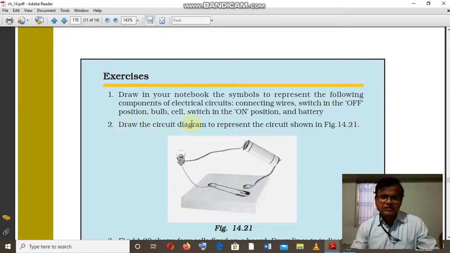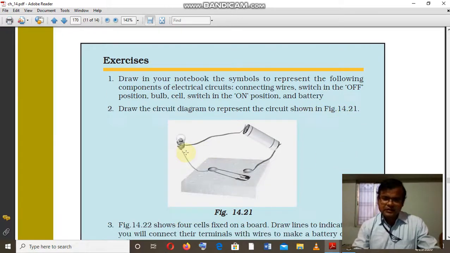Question number 2. Draw the circuit diagram to represent the circuit shown in figure 14.21. Here you are able to observe that one end of the battery, one end of the safety pin is connected to the bulb, but the other end is open. It means that this is an open circuit. Yes. So we have to draw the open circuit.